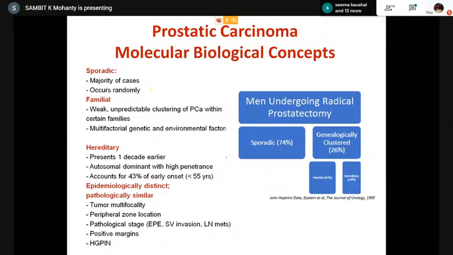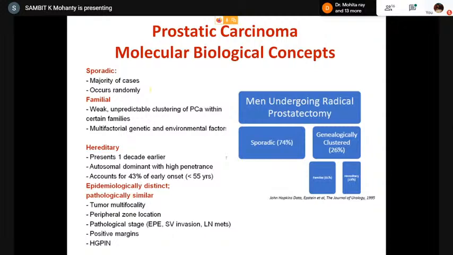Their tumors are multifocal, and they are in the peripheral zone. The pathologic stage is dependent on extraprostatic extension, seminal vesicle invasion, and lymph node metastasis. If there is a positive margin, they're bad. High-grade prostatic intraepithelial neoplasia could be present, like in sporadic cases.